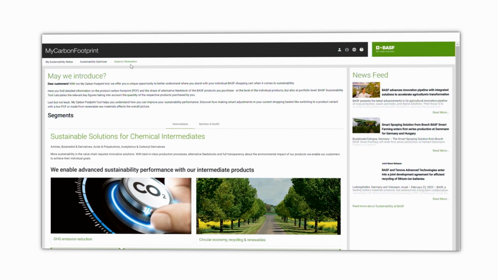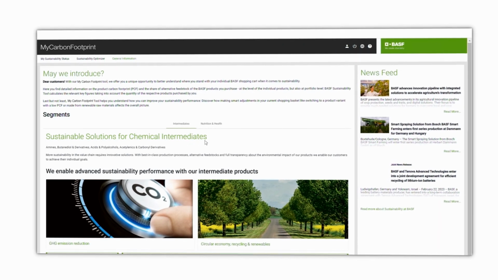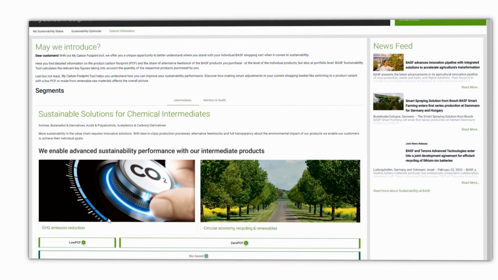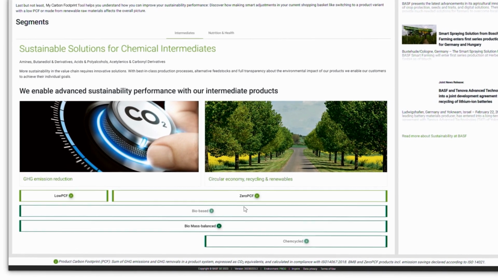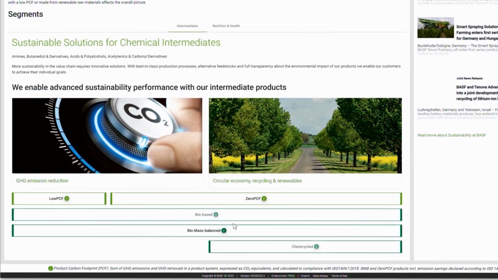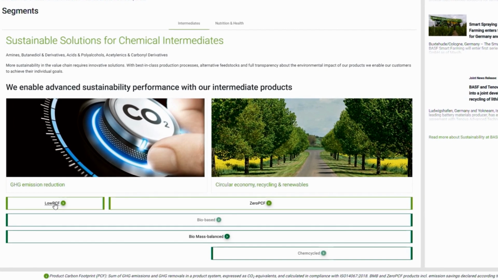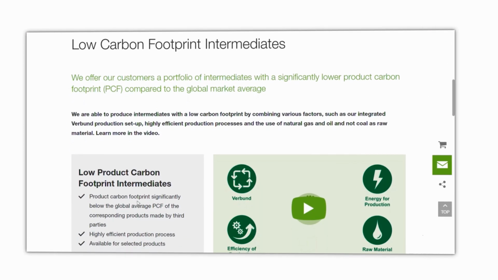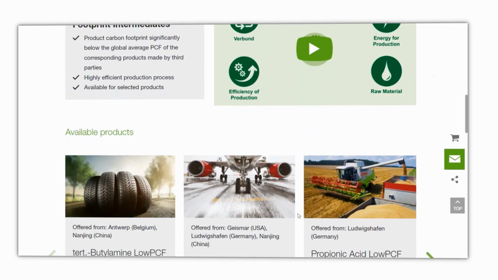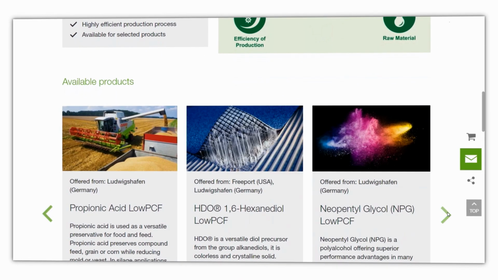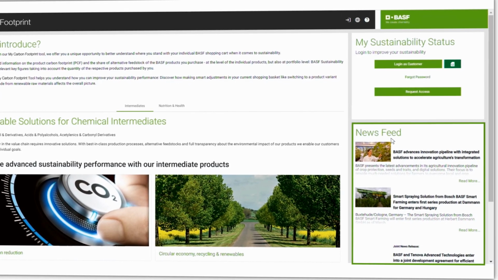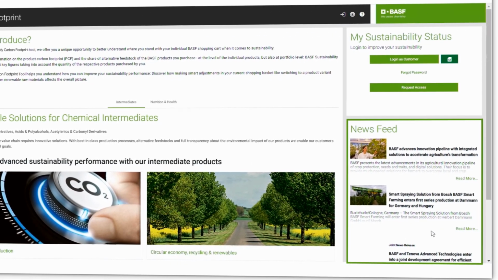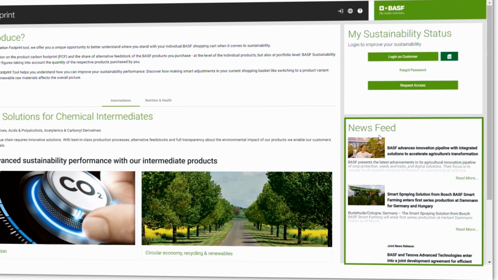The landing page is visible to everyone without login. Here, BASF provides a comprehensive overview of its low and zero carbon footprint products, as well as options to increase the share of renewable raw materials. By clicking on the links, you find detailed information about the different product categories, the concepts behind, and related product offerings. The newsfeed on the right side of the landing page provides you with the latest BASF news on sustainability.